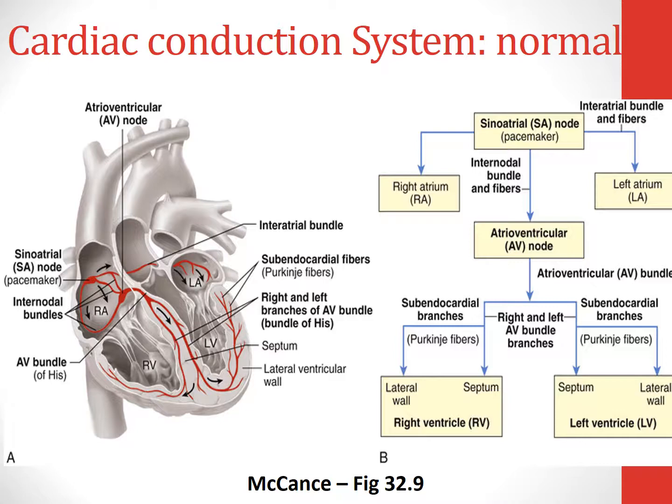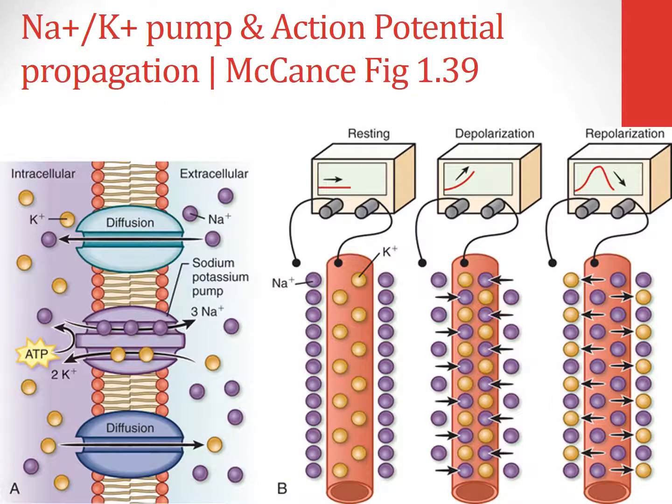Now, what allows all this to happen? Well, it's the fact that the cardiac cells have electrical polarity. And we have to go back to our very first unit in McCants on action potential propagation. So the inside of our cell is more negatively charged than the outside. And why is that so? It's because of the difference in ions between the inside and the outside of the cell. Where is there more sodium and where is there more potassium?